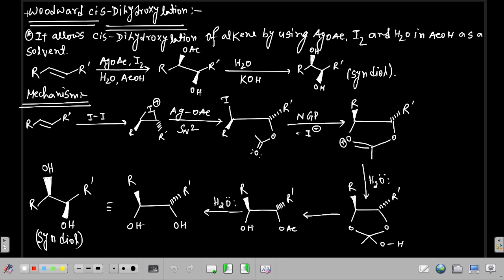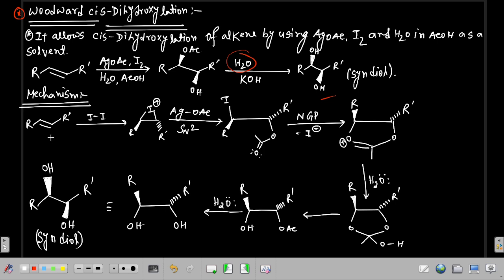Next is Woodward's dihydroxylation. In the Prévost dihydroxylation, the alkene is converted into an anti-diol, but in this case the alkene will be converted into a syn-diol. So in this case we are using H2O in the reaction medium, and that's why it's giving a syn-diol. So in this case we are using silver acetate and iodine, and H2O as a protonating agent, and potassium hydroxide as a base.